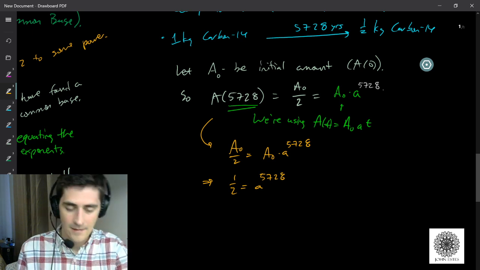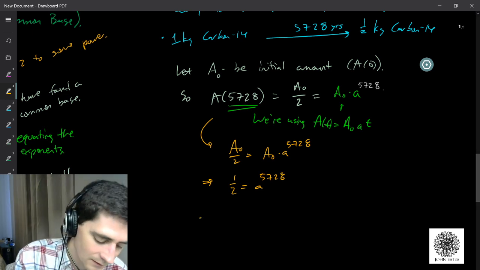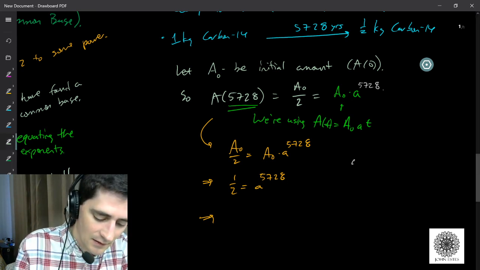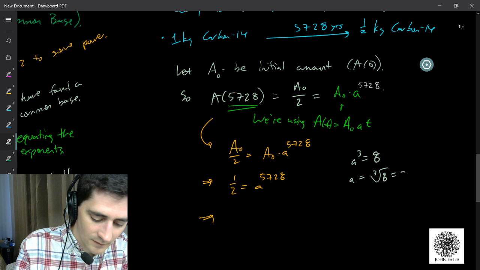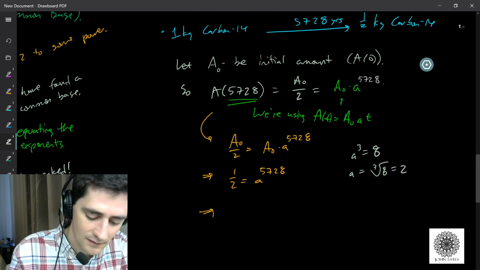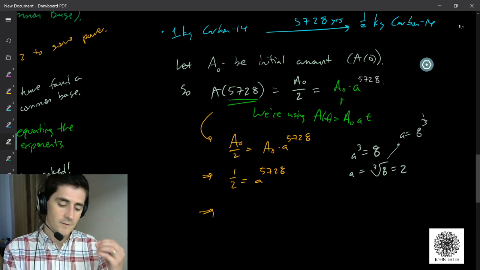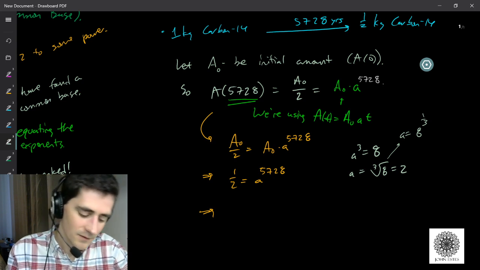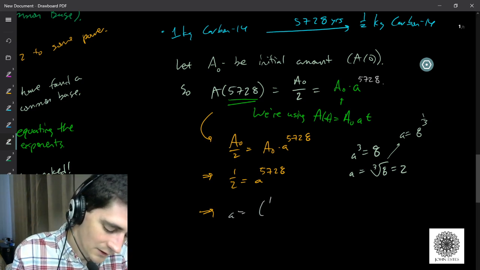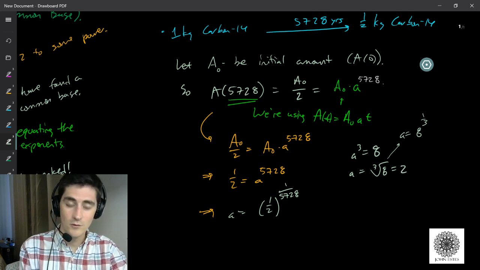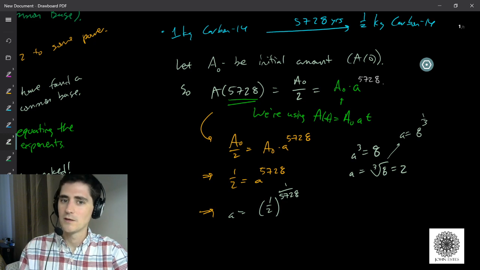All right, and that means then that, how do you solve that? Well, think about if I had like this, a cubed equals 8. What do you do? You take the cube root of both sides to get 2. Another way of saying that is you could say that's 8 to the 1/3 power. Remember, these fraction exponents mean the roots. So if I'm trying to solve for a, I need to take 1/2 to the 1 over 5,728 power, or the 5,728th root of 1/2, which is something we'd want to plug into a calculator, right?